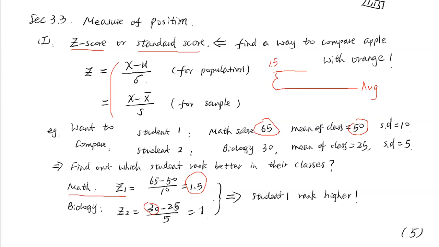Now, where is the biology person? The biology person got 1, so 1 standard deviation above is here. Now you know which one is better. The math person, student number 1, ranks higher. In the beginning, we were in an apples to oranges situation. Later on, we convert everything to an apples to apples comparison, to be fair. That's the concept of the Z-score. I hope you got what I'm trying to explain here. Okay.